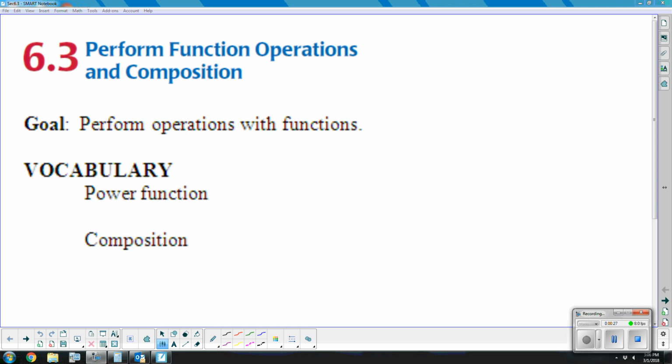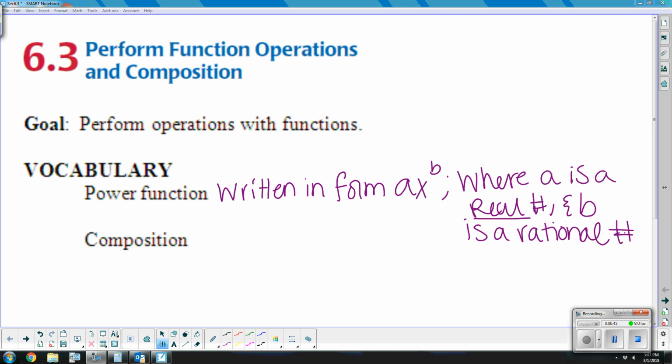A power function is a function that's written in the form y equals ax to the b power. And the restriction we have with that is that a is a real number, and b is a rational number. And then our second definition is composition, and we'll address this a little later in this lesson.